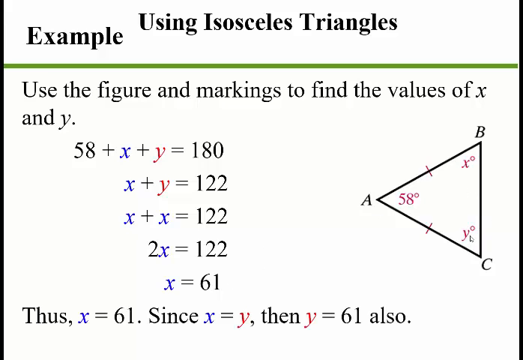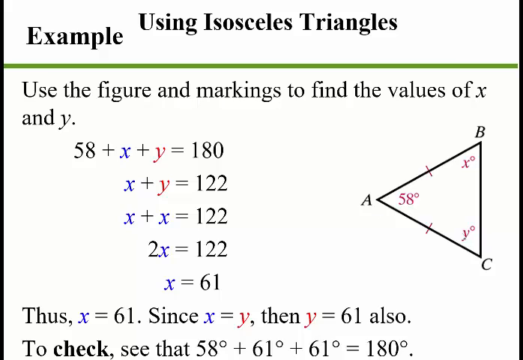What that also means is that since x is equal to 61, and x and y are the same, y is also equal to 61. If you check this, 58 plus 61 plus 61 does indeed add up to 180 degrees, so this worked out.